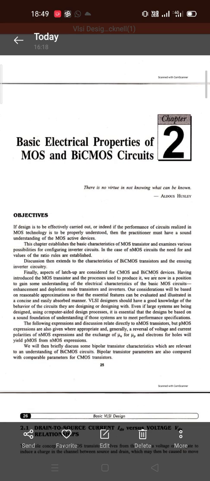So in this chapter, what electrical properties are we going to discuss? The electrical properties here are current and voltage mainly. These are the basic electrical properties of MOS and BiCMOS circuits, that is, the current and voltage relationships of MOS and BiCMOS circuits, which we are discussing in this chapter.